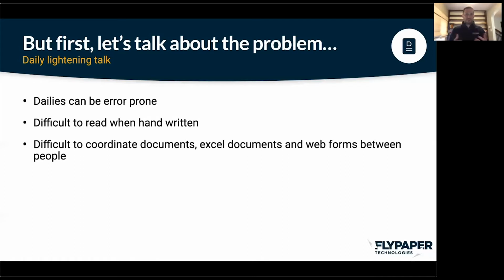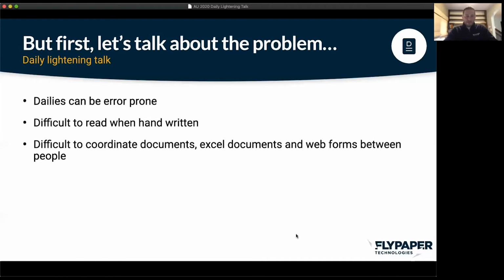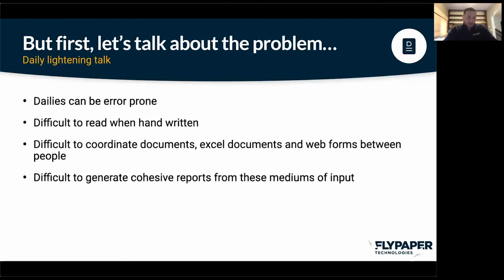Not always do you have some ability to see what is going on in the project, or another member of the team having some visibility, and even disseminating that information between these parties can be difficult. One big point here is that from handwritten documents especially, and sometimes with the limitations of what people can create with their web forms, it can be really difficult to generate cohesive reports. Yes, with Excel documents, you have some flexibility there. That's certainly true.